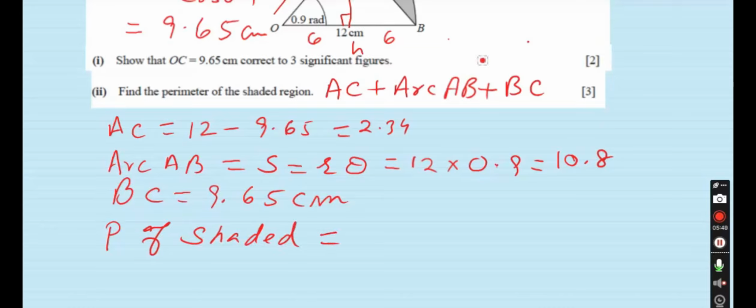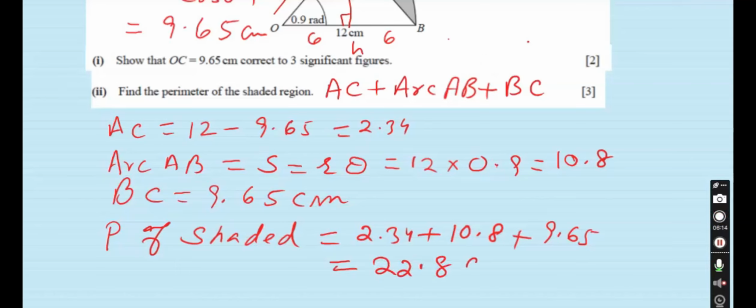Hence, the perimeter of the shaded region is equals to AC, which is 2.34, plus arc length AB, 10.8, plus BC, which is the same, that is 9.65. BC and OC are equal, given in the question. So the total answer is 22.8, correct to 3 significant figures. This is the answer of part B.